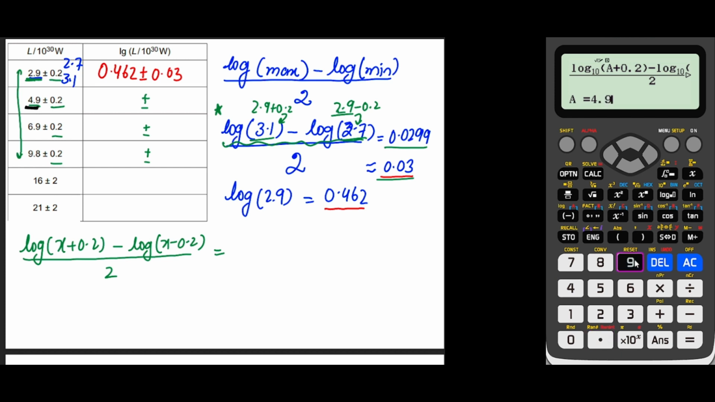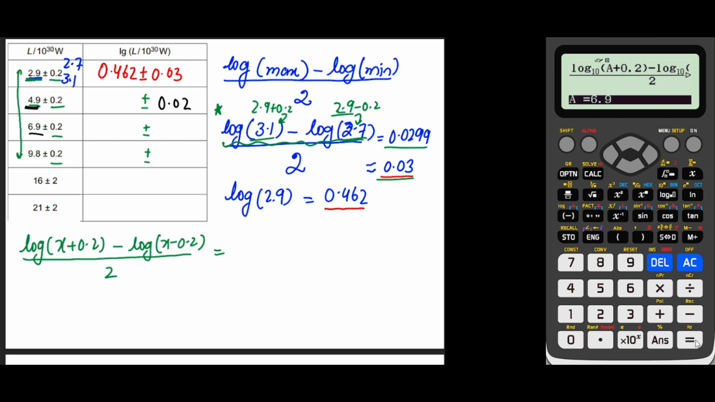When I put 4.9 at this point, it's going to add 0.2 and subtract 0.2 on its own from the function, right? So now we press equals twice. It tells me that the error is plus minus 0.0177. I'm going to write down both answers, 0.0177. But since the error is up to one significant figure, I will write this down as 0.02.